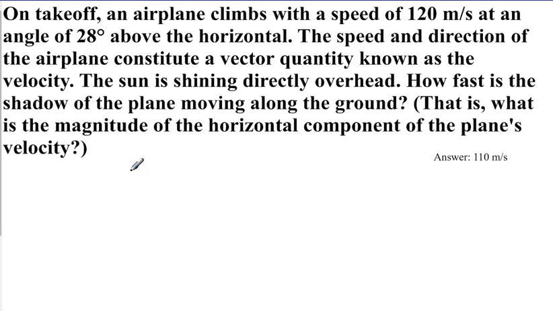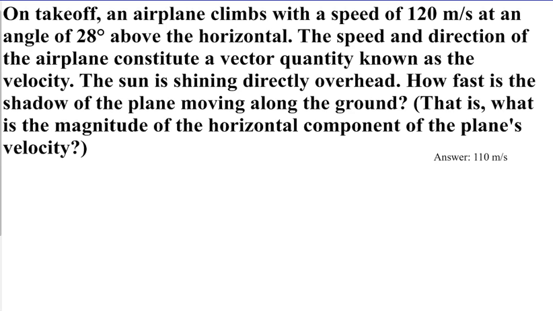On takeoff, an airplane climbs with a speed of 120 meters per second at an angle of 28 degrees above the horizontal. The speed and direction of the airplane constitute a vector quantity known as the velocity. The sun is shining directly overhead. How fast is the shadow of the plane moving along the ground? That is, what is the magnitude of the horizontal component of the plane's velocity? If you've already done the previous problem, this one should be relatively easy.